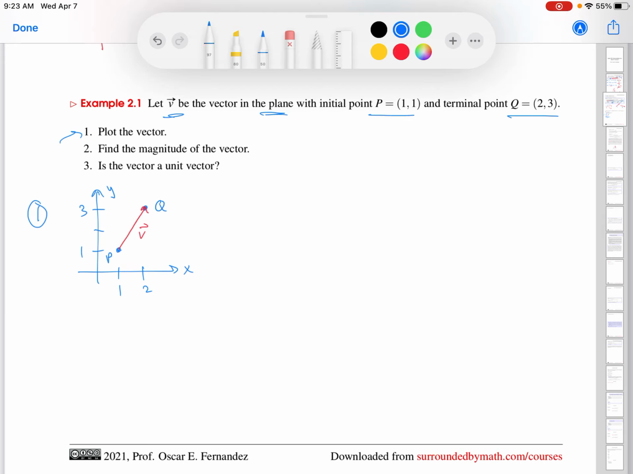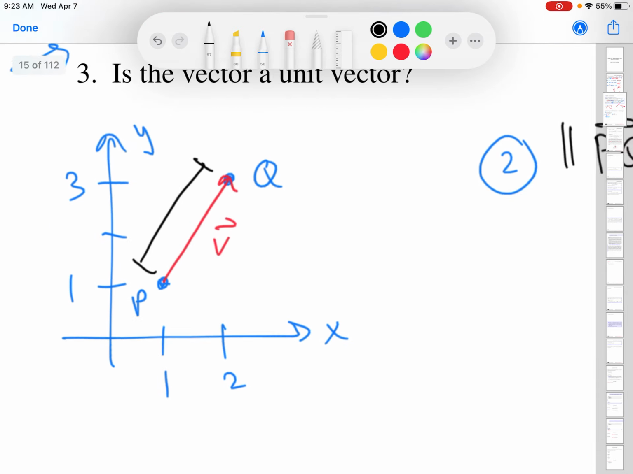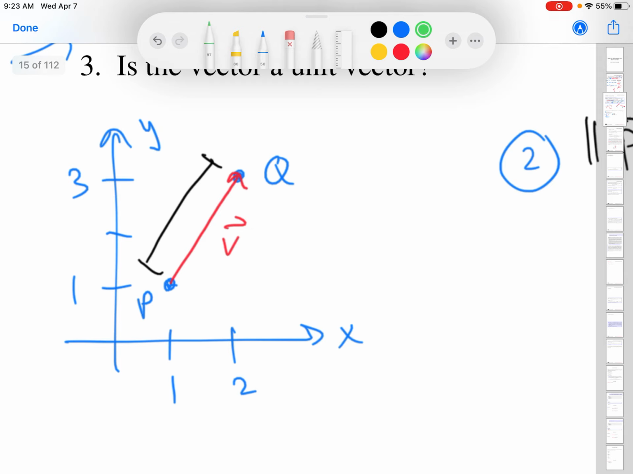Number 2, find the magnitude of the vector. So what I want to do is find the length of this line segment. So the length of vector PQ equals, and this is where I'm just going to zoom in a little bit so we can do some more work here. So what's going on here? Well, this is a right triangle that I can generate. So I'm going to erase v here. And there we go. This is my attempt at drawing two straight lines.